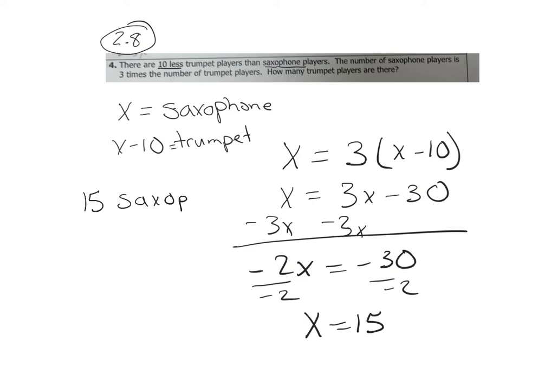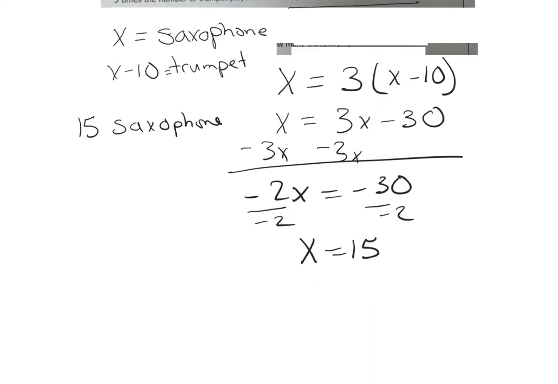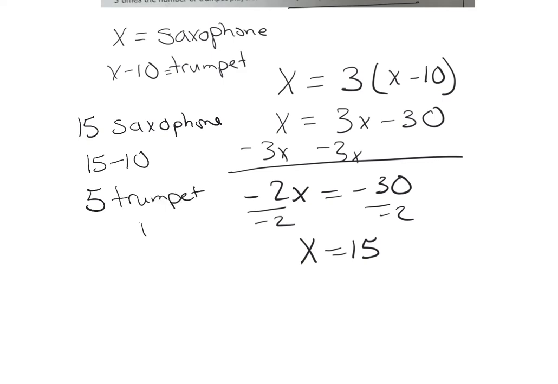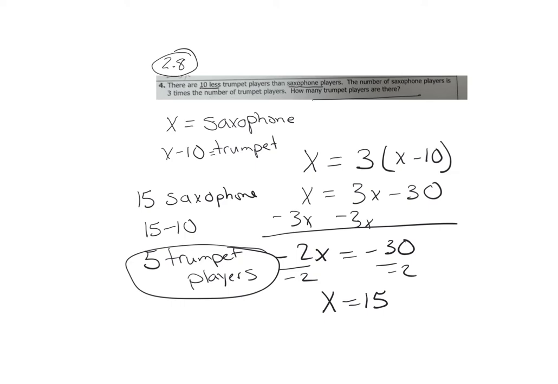But what did the question ask for? How many trumpet players? So we got to take 15 minus 10 to give us 5 trumpet players. Okay? That's question 4 on 2-8.